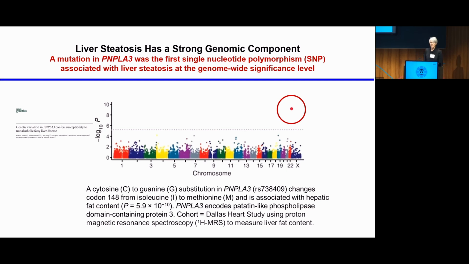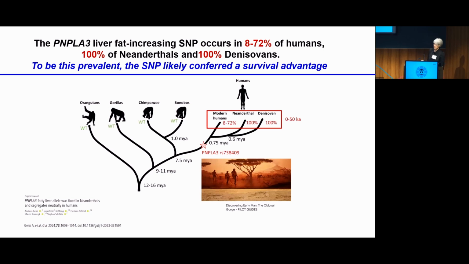So fatty liver, as Susan mentioned, has a strong genomic component. The first polymorphism found to be associated with liver steatosis was in a gene called PNPLA3. And interestingly, further analysis has revealed that this is a polymorphism which probably confers a considerable survival advantage to life in the cold. This polymorphism that we associate as a risk factor for liver steatosis actually was present in 100% of the ancient genomes that we have from Neanderthals.